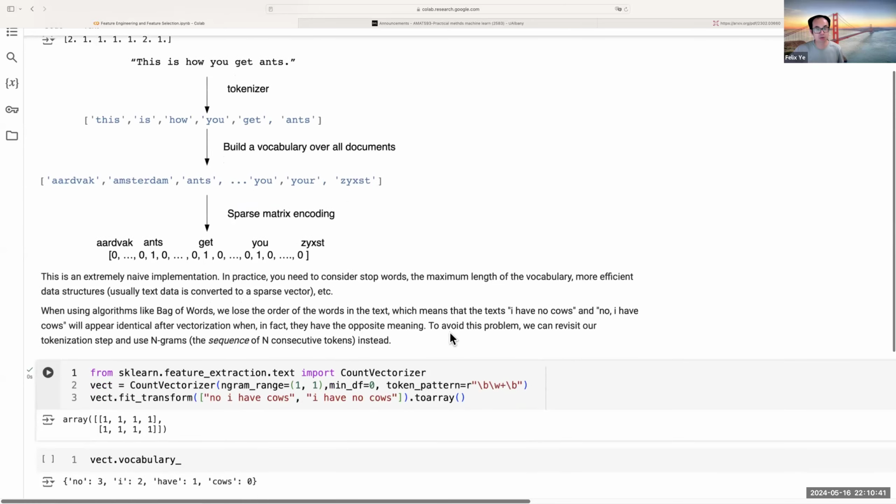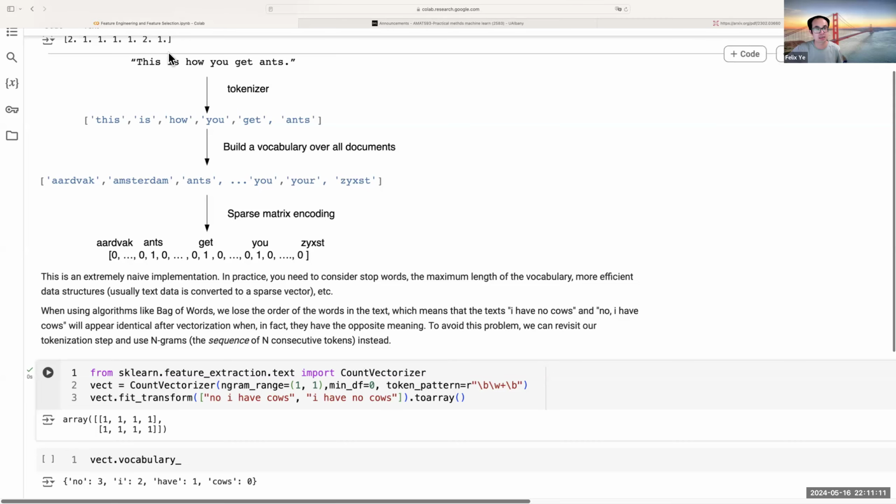So what we can do right here to avoid these things is use n-grams instead. That means instead of using one word as one token, I'm going to consider a pair. For example, right here, I'm going to consider this whole pair as one token. So think about this right here.